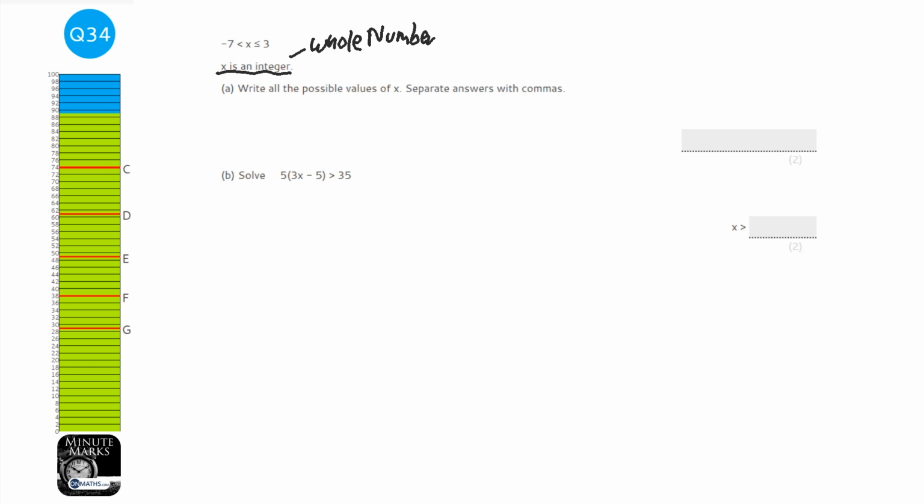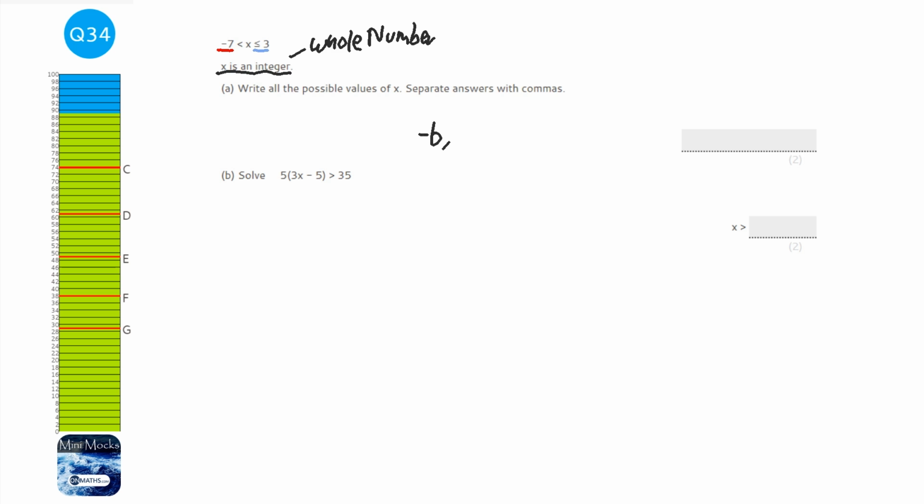Now, it says here x is greater than -7, and is less than or equal to 3. So when it asks you to write down all the numbers that that's true for, well, let's have a think. If it's greater than -7, then it can't be -7. It can't be equal to it.